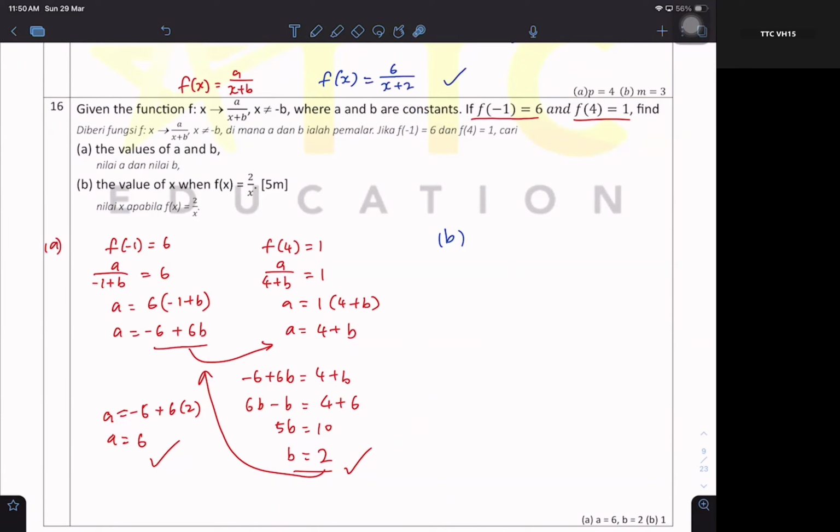So later when you do question B, you don't do this one anymore. You do this one. Understand? The question B, f(x) equals 2 over x. Now, this one you can do on your own. Ask yourself, what is f(x)? f(x) is this one, right? This one you do on your own.